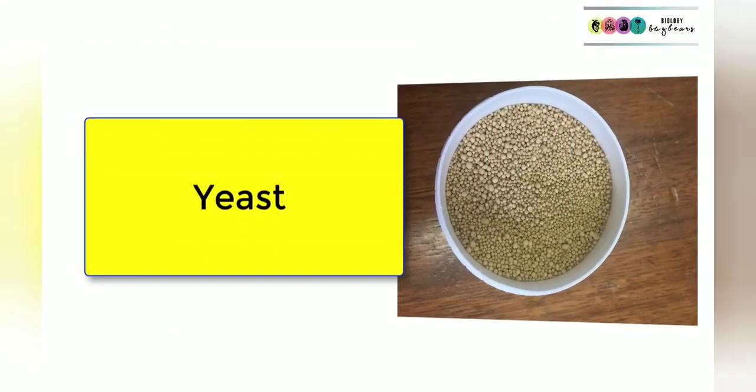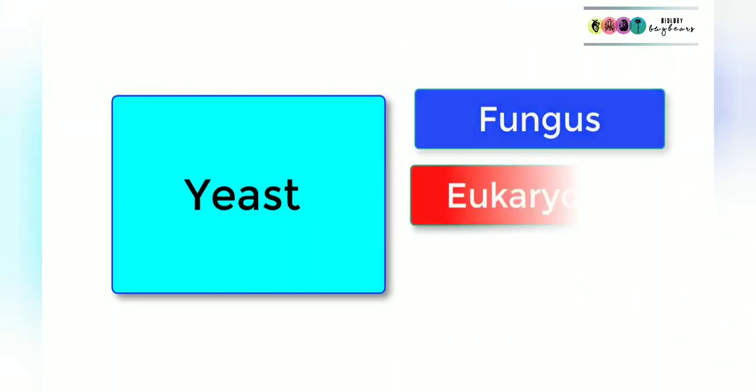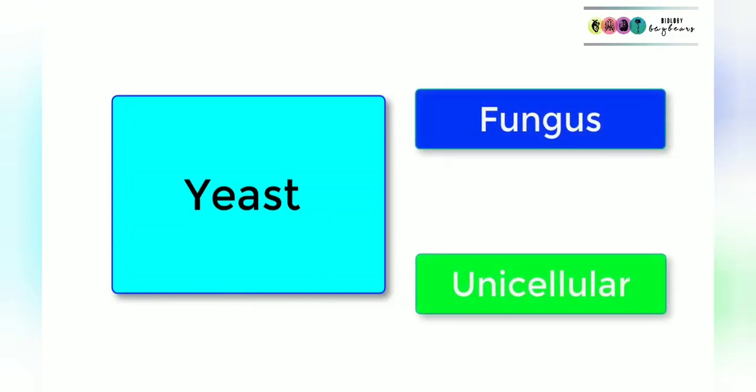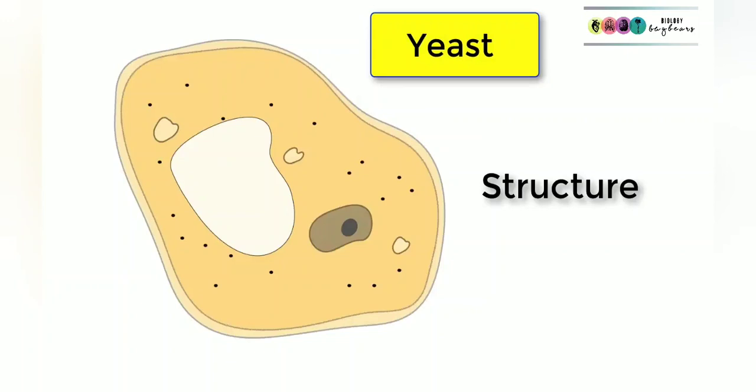This video is just going over yeast and it's geared towards the Irish Leaving Cert. Yeast belongs to the fungi kingdom, therefore it's a fungus, it's eukaryotic, and yeast is unicellular, made of one cell. So the first thing you have to cover is the basic structure of yeast and be able to draw a very simple diagram of a yeast cell.